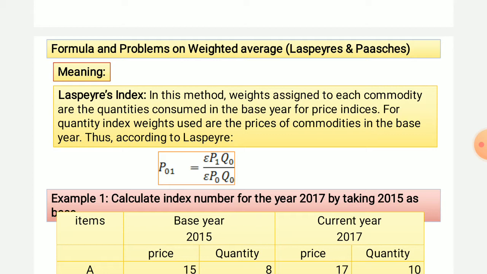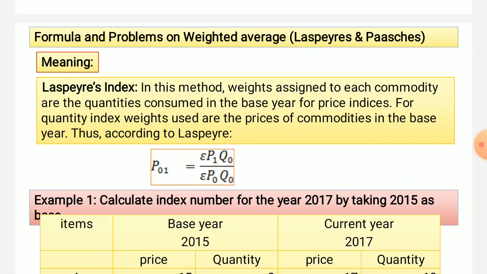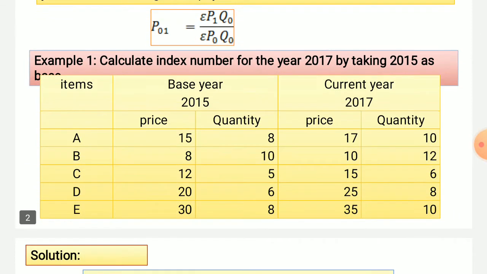So therefore the formula to calculate Laspeyre's index method, P01 is equal to sigma P1 Q0 divided by sigma P0 Q0. So, this is the formula to calculate indices or index numbers according to Laspeyre's method. Let us take the first problem to understand clearly how to calculate indices according to these methods.